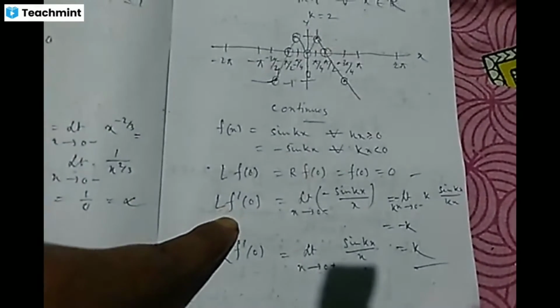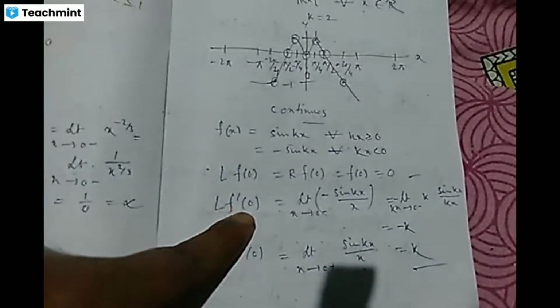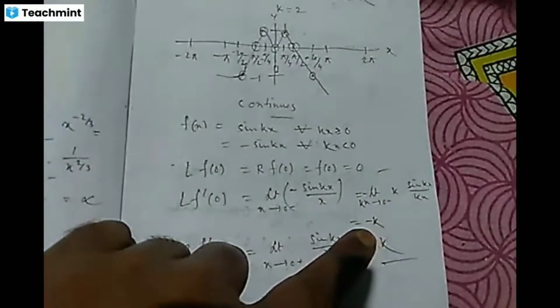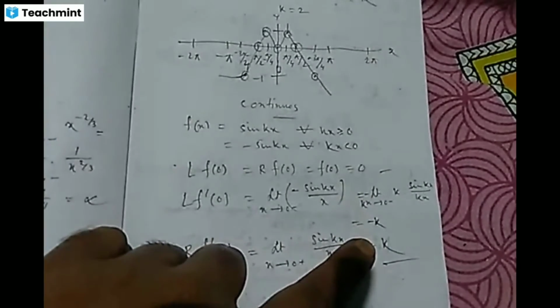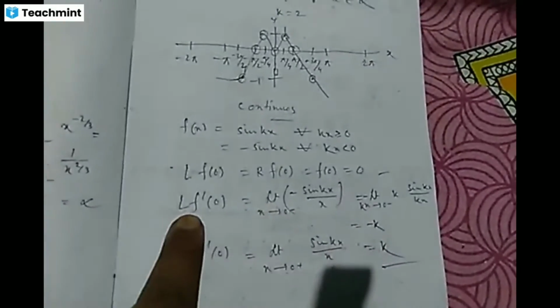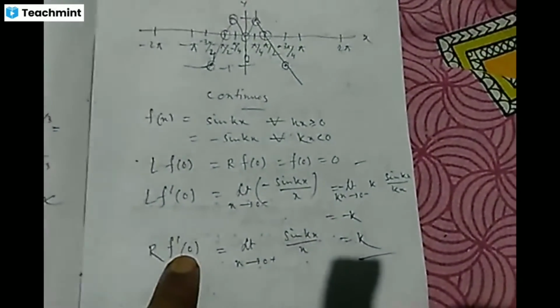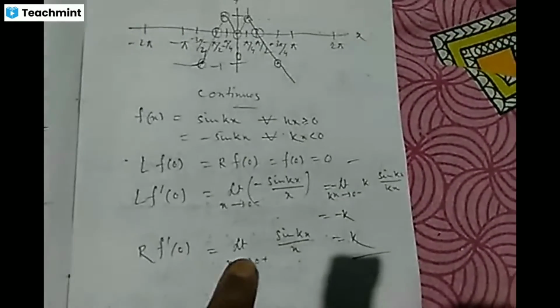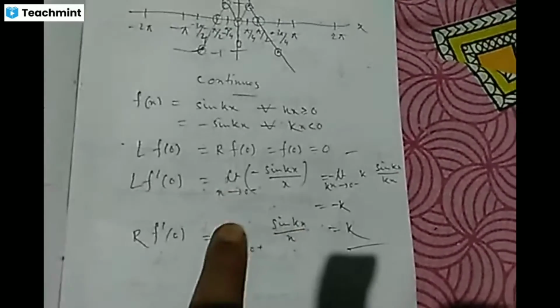So the left hand limit of the first derivative at the point 0, if we solve this, we have to take k, so we will find out minus k. The right hand limit of the first derivative at the point 0 will give plus k. So you can see the left hand and right hand derivatives are not equal. We just found out that this function is continuous.